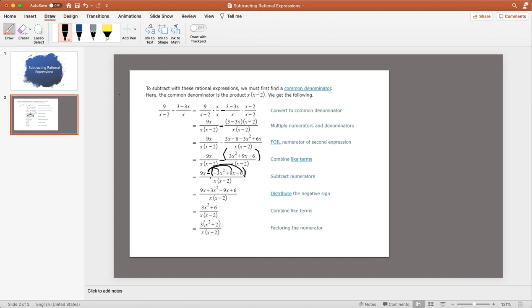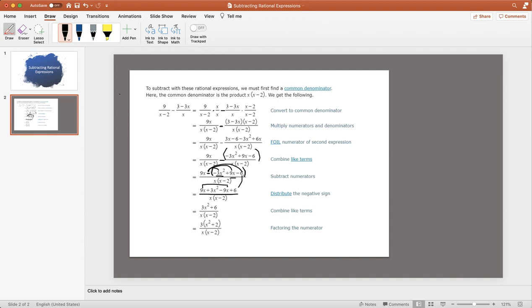So when I've distributed that negative sign, that negative 3x squared inside, I have a negative of a negative 3x squared, which is the positive 3x squared. And likewise, the positive 9x now becomes negative 9x, and the negative 6 becomes positive 6. So in essence, it just flipped all of the signs on the inside. And so now I have 9x plus 3x squared minus 9x plus 6.